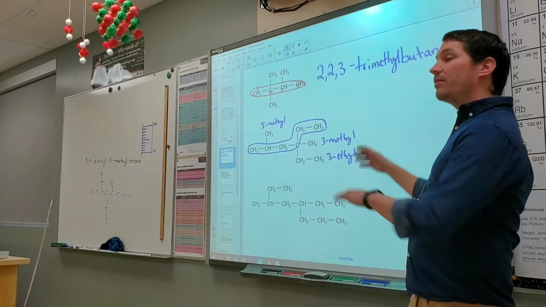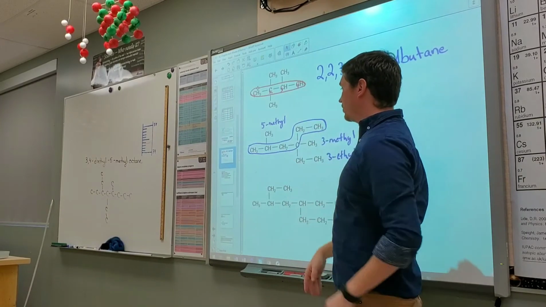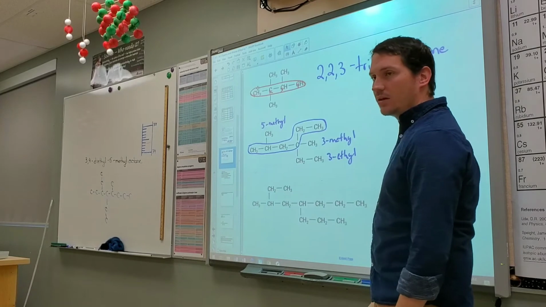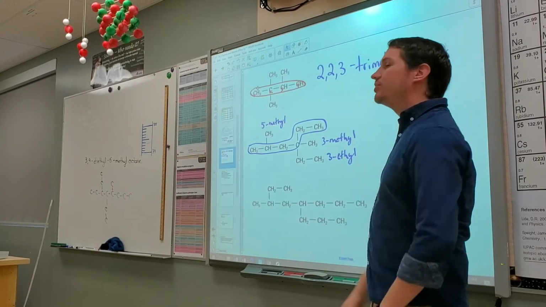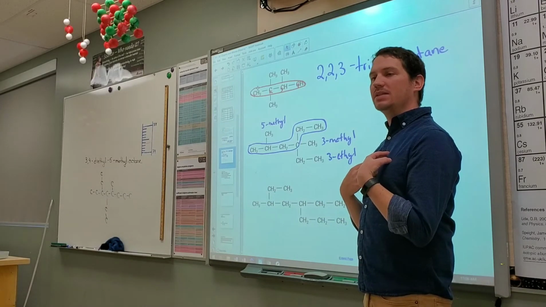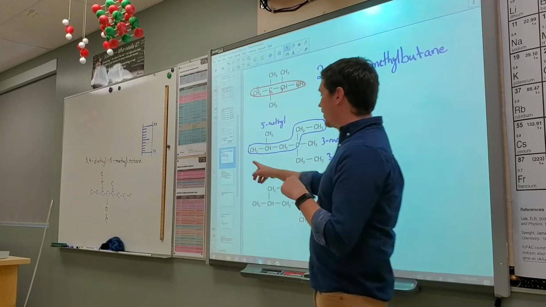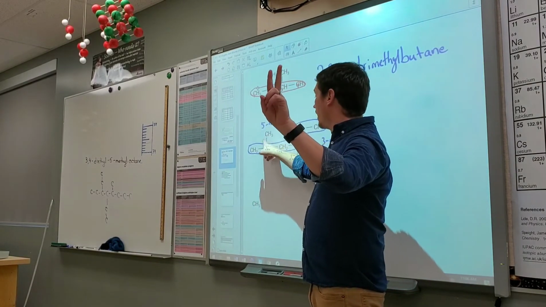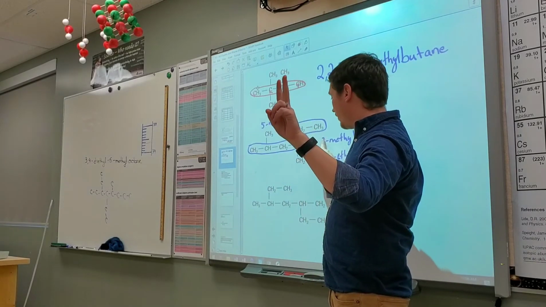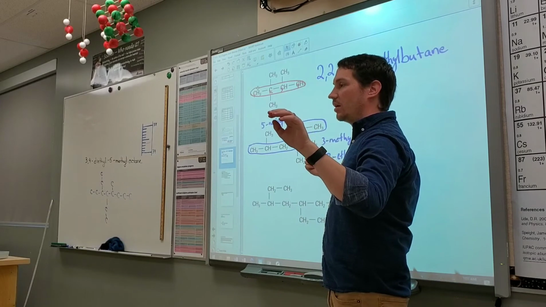So if we numbered it from right to left, what would be the total sum of all of these numbers? 11. Now, just in our heads, let's do it the other way. Let's count up the branches going the other way. So there would be a 2, and then 1, 2, 3, 4, and there would be a 4 and a 4. What's 2 plus 4 plus 4? 10.